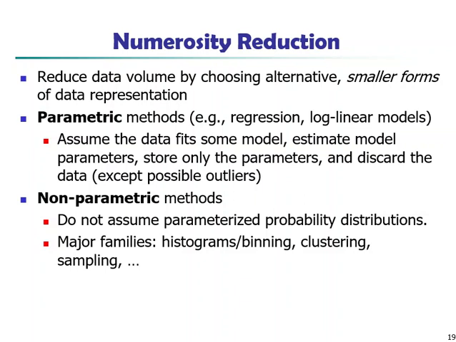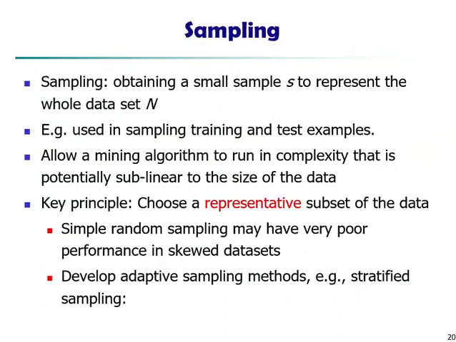Sampling is another idea. I think probably most of us know what sampling is. It's just to obtain a small random sample that's representative of the original data set. And sampling is widely used in machine learning in the sense that we're going to sample to create training and test data sets to train a model and then evaluate the model on that data set.